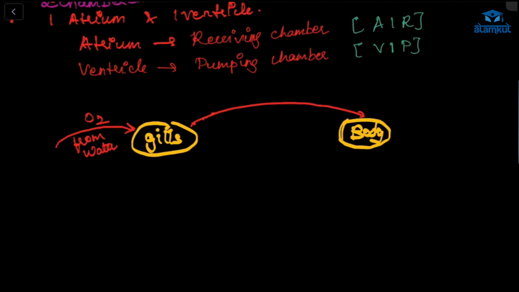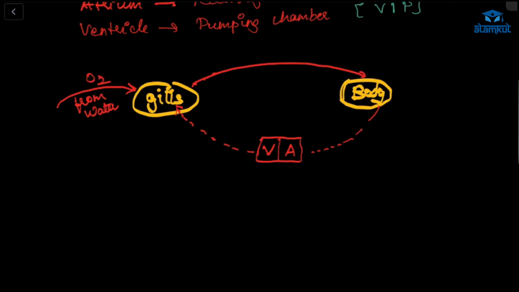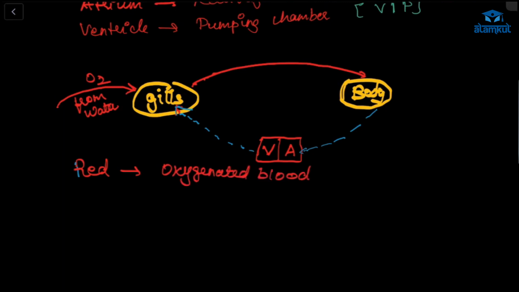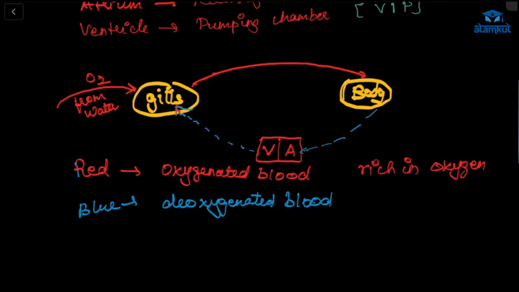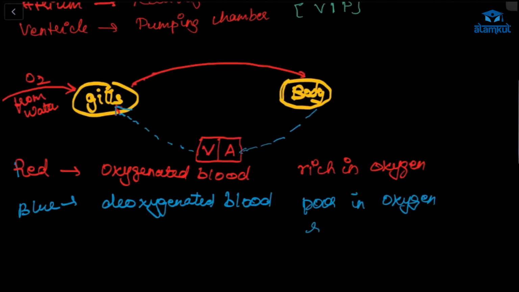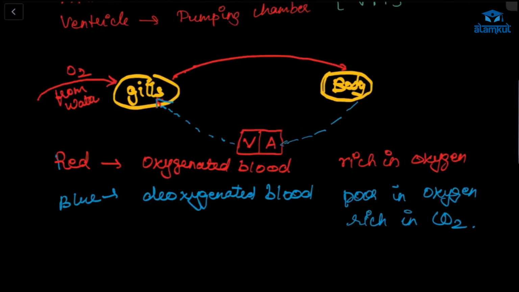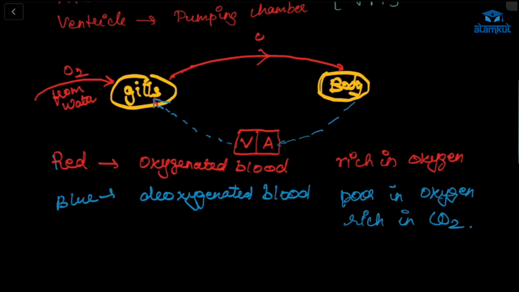Then from the body, I'll do this in a different color. This red color is our oxygenated blood, and the blue one is our deoxygenated blood. Oxygenated means the blood is rich in oxygen. Deoxygenated means poor in oxygen, or rich in carbon dioxide. Now, what is happening here?